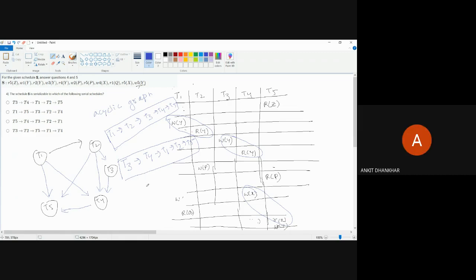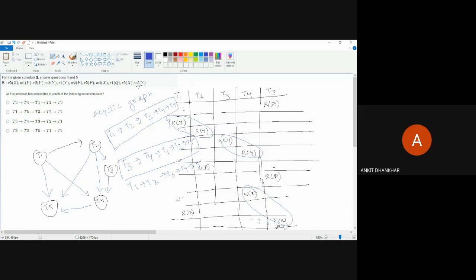So why are we not considering T2 and T3, like both are dealing with the same variable Y, and it's read Y and Y? Yeah, there will be another view serializable order. There will be T1, then T2, then T3, then T4, then T5. So there are two view serializable orders possible.